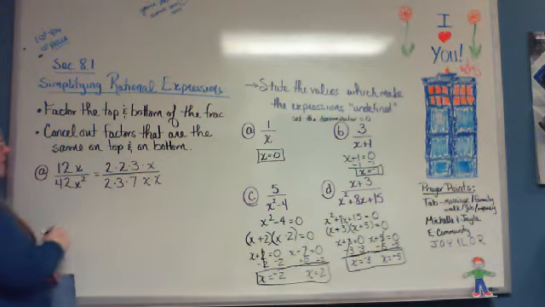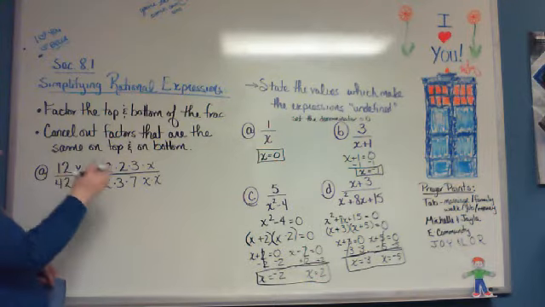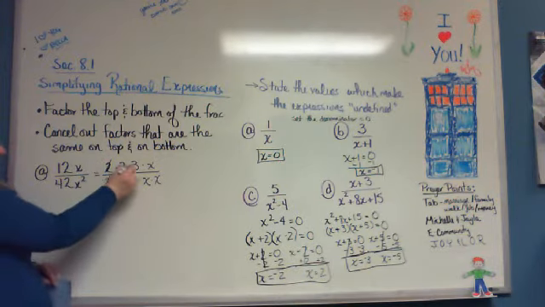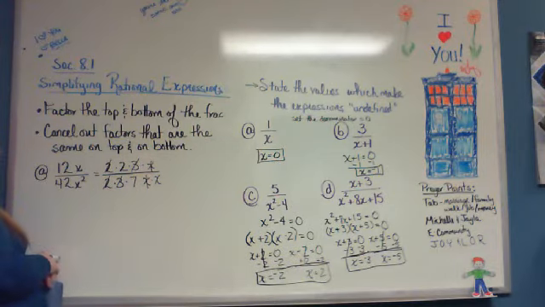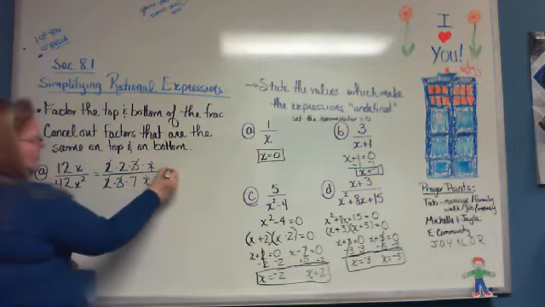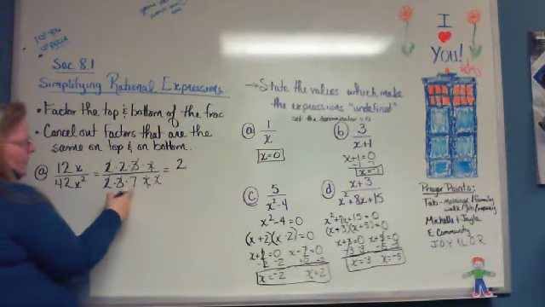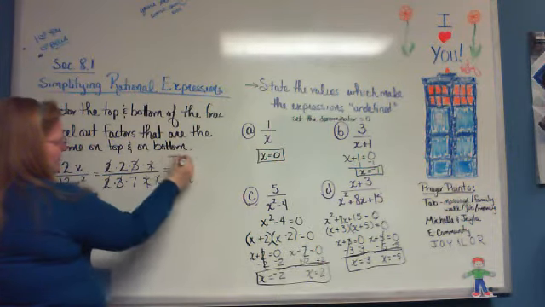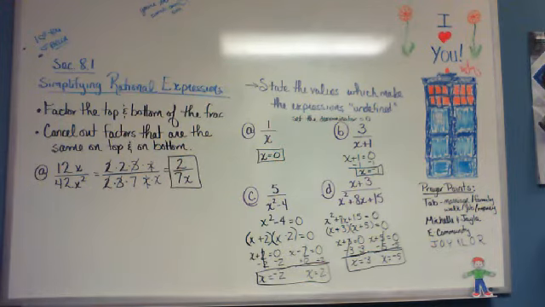I have 2 x's. And the rule is, if you have it on top and on bottom, then you can cancel it out. So my 2's can cancel each other out, my 3's can cancel each other out, and a set of x's can cancel each other out. That leaves me with a 2 on top from that one and a 7x on the bottom. That is my simplified expression.